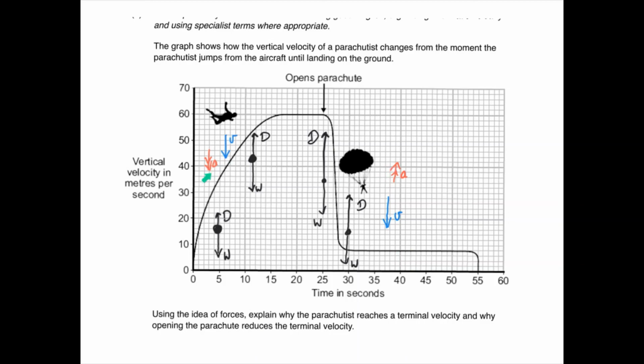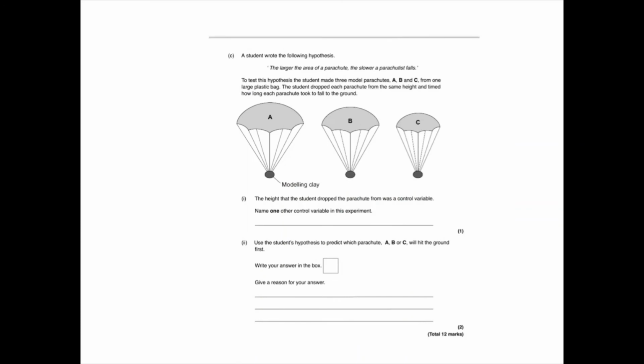Think about how these vectors explain how we go from 0 velocity to 60 meters per second and from 60 meters per second to 8 meters per second. Pause the video and think about this question step by step using a drag model. I would suggest that the AV squared model is a good one to use in this case.